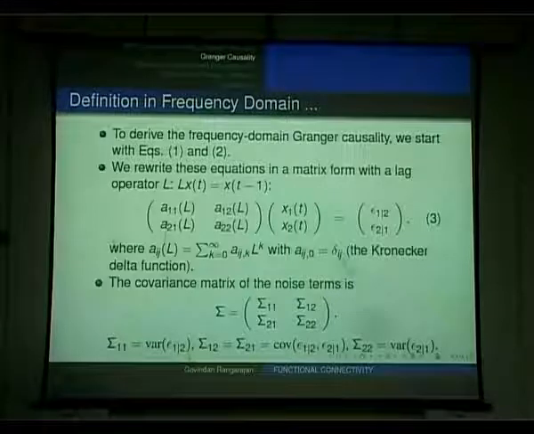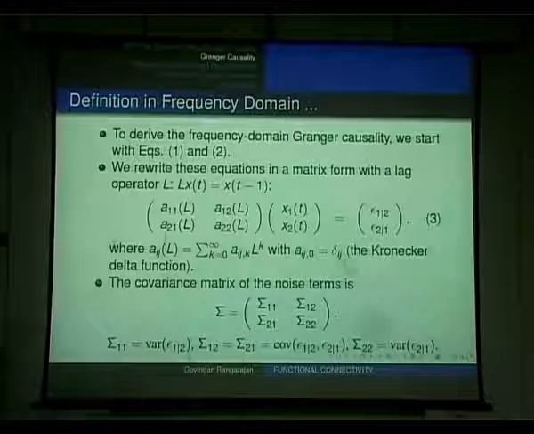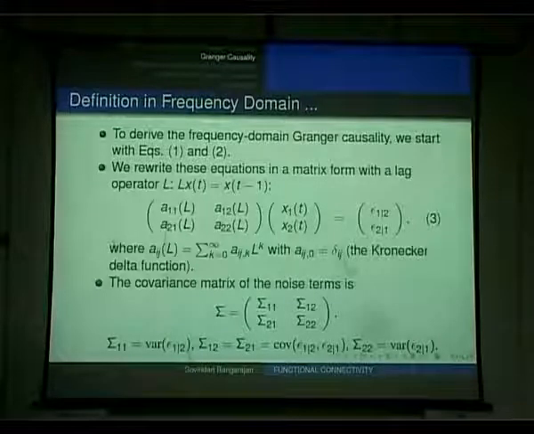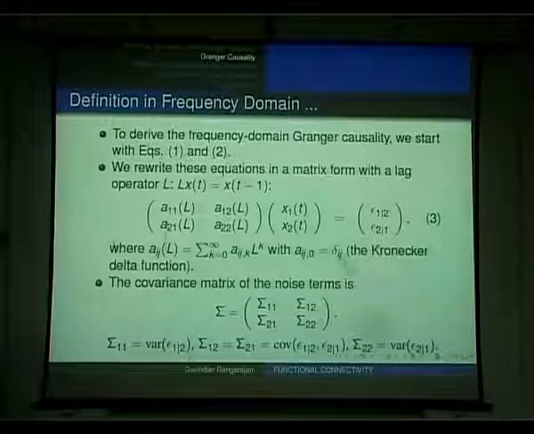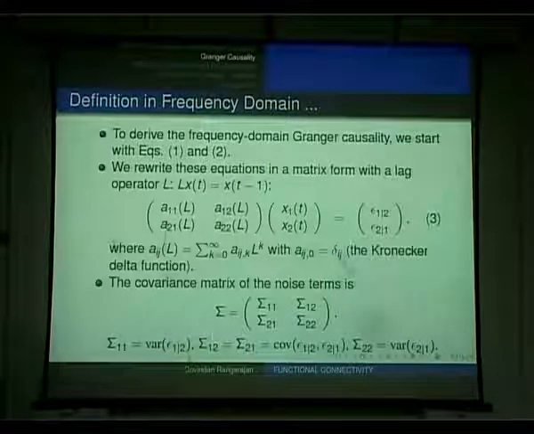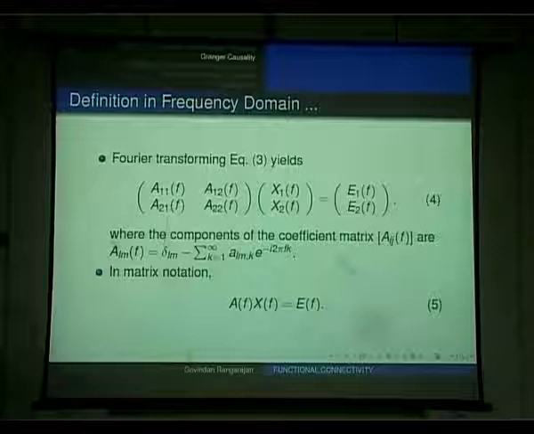So let me not go through this math. Essentially what you do is a Fourier transform of the signals and look at the covariance matrices of the noise terms. So you have this covariance matrix of the noise term, and then do some manipulation. Essentially you will have a representation where this is the spectral representation of the autoregressive process I talked about, this is the spectral representation of the error term, and this is the frequency representation of the process itself.